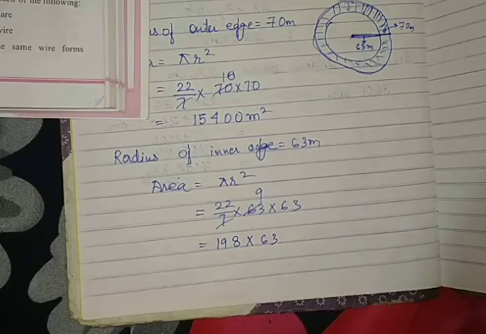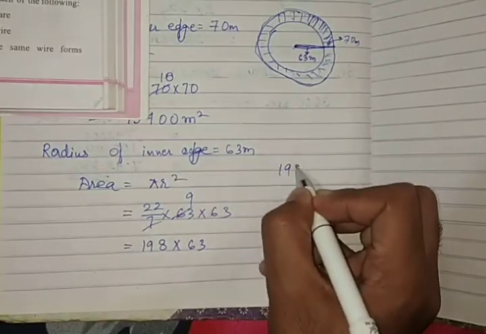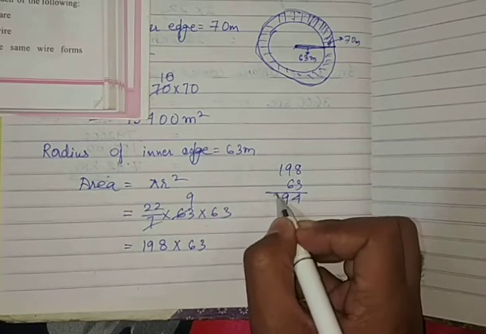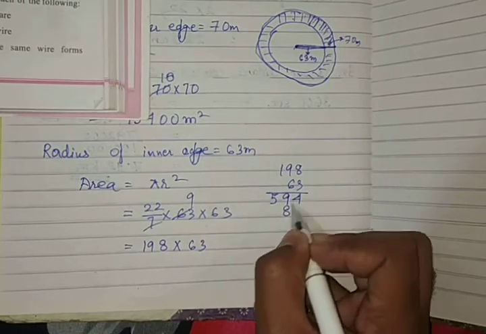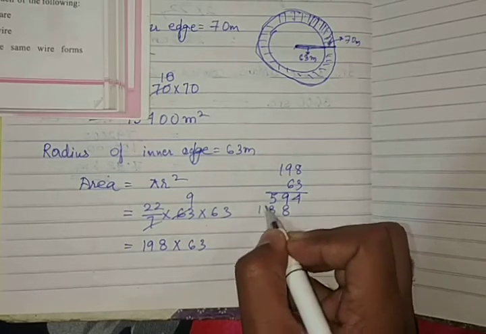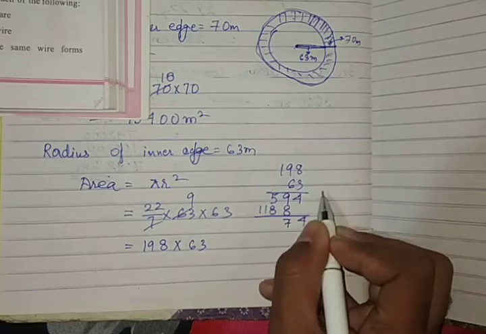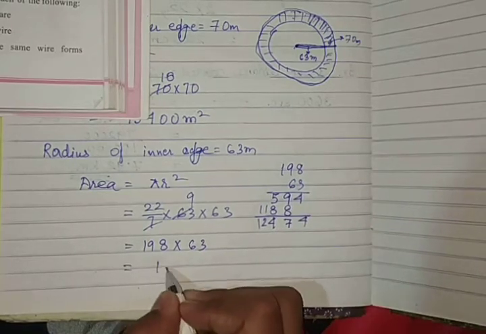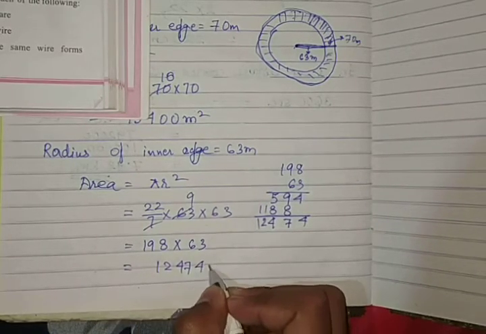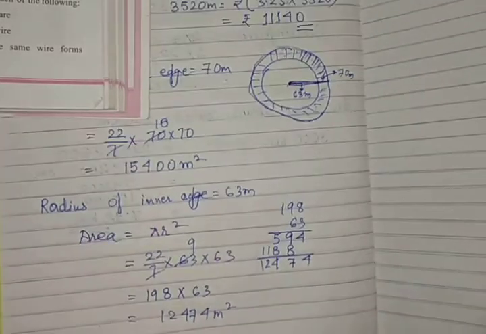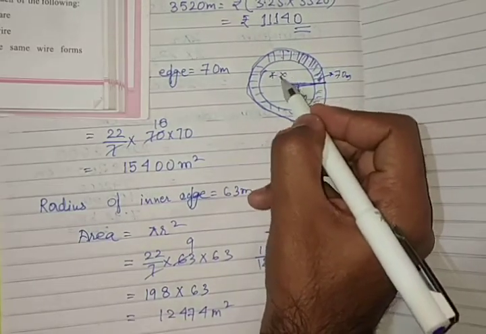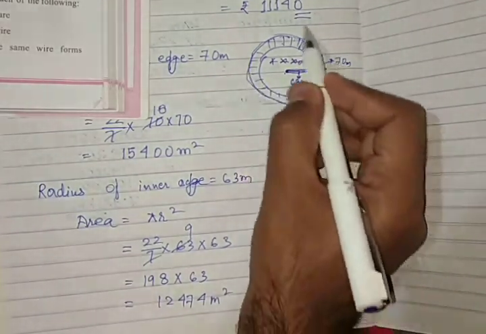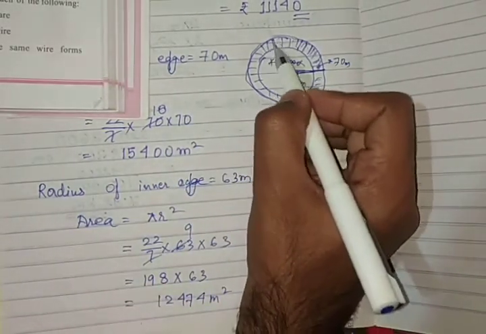Now if you carry out the multiplication, 198 into 63, 3 8 is 24, 2 in hand, and so on, this will be equal to 12474 meter square. Means the area for this portion is 12474 meter square, and the complete area of this bigger circle is 15400. Now we need only for this one.